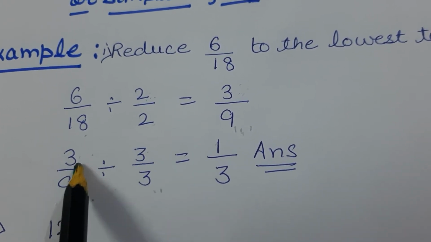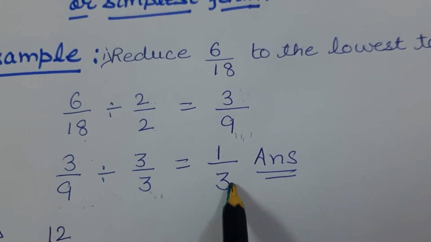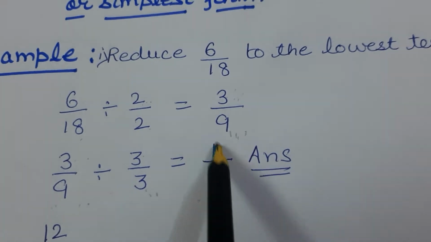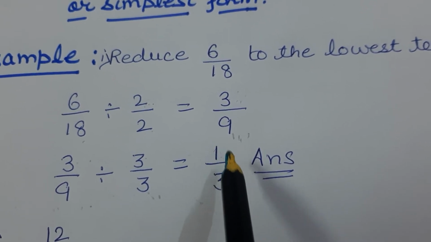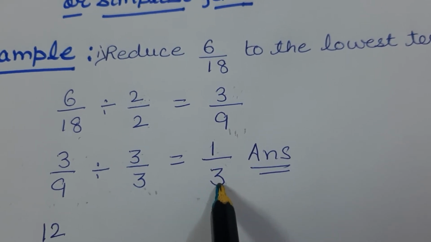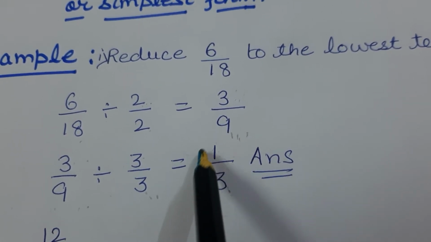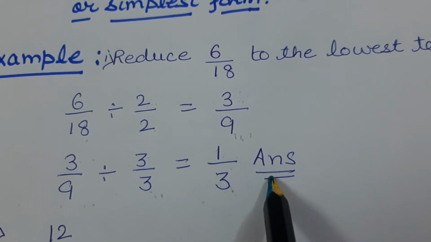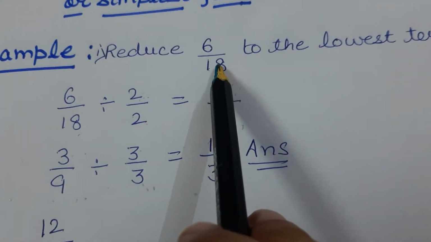So now we are dividing with 3. In 3's table when 3 comes, 1s are 3. In 3's table when 9 comes, 3 3s are 9. So 1 over 3. Now if you observe this fraction again, there is no common table between these two numbers. When there is no common table, that is our answer. It means this is the lowest form; further we cannot simplify it. This is the simplest form.